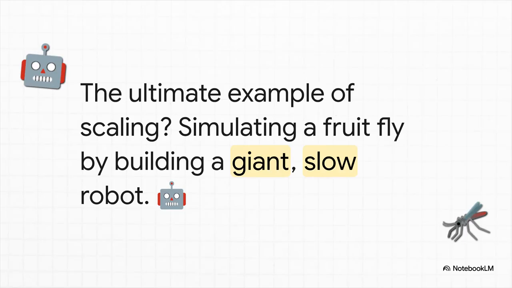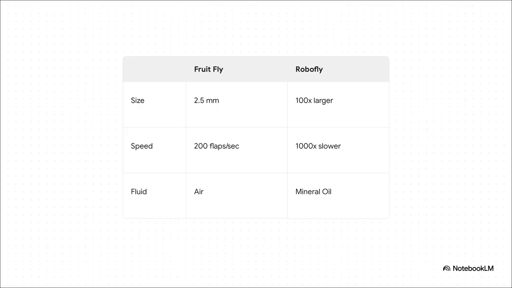Okay, but what if we took this whole idea to its most mind-bending, extreme conclusion? What if we wanted to study something tiny and crazy fast, like a fruit fly? It's basically impossible to stick sensors on its wings. So, could we use dimensional analysis to go the other way? To build a giant, slow-motion model? The answer is an absolutely wild yes.